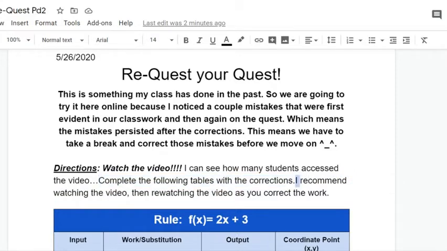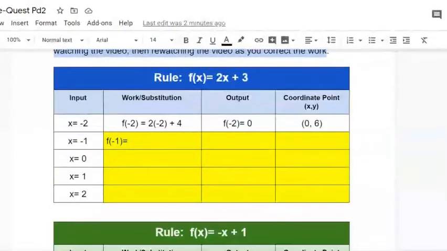I recommend watching the video, then rewatching the video as you correct the work, just to give you insight. First see it, and then model it as you're watching it. And I'll put a time of when I get into the meat of it so you can start there for your second viewing. So let's look at this. You only had two tables. I'm not going to go over the fun questions.